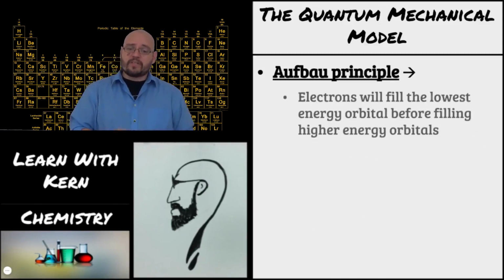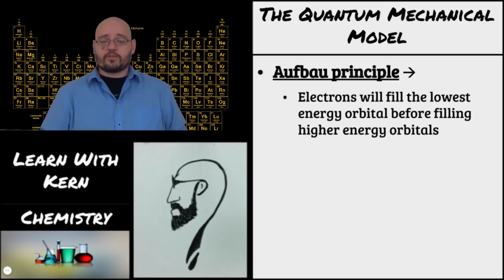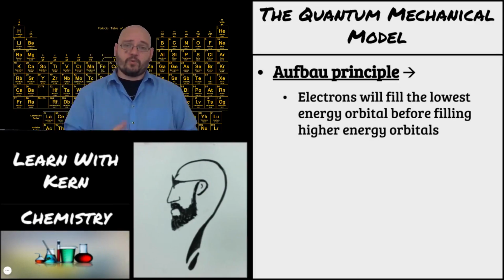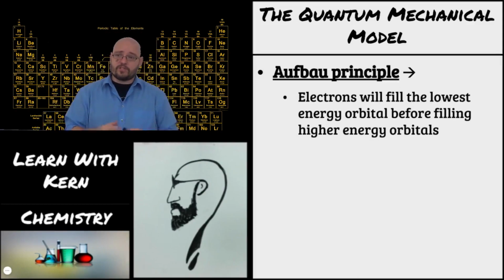The Aufbau Principle basically tells us that electrons will fill the lowest energy orbital before filling higher energy orbitals. It's going to fill the lowest energy first.